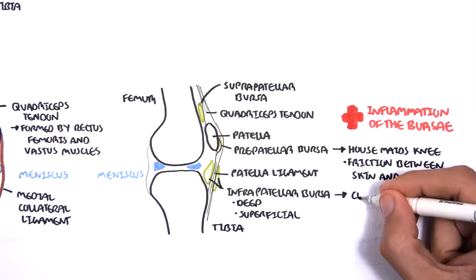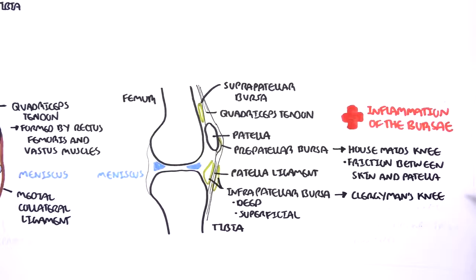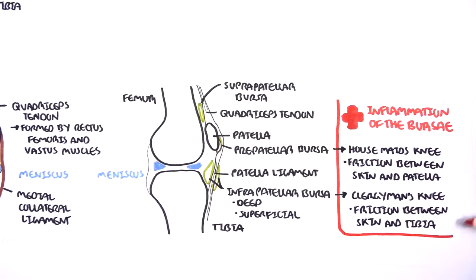Similar story, the infrapatellar bursa can also get inflamed. This one is known as clergyman's bursitis because of the same story, and friction between the skin and the tibia irritates the bursa, which lies between the two.